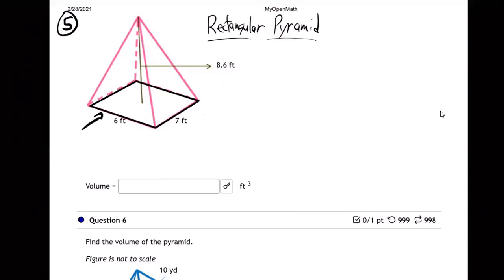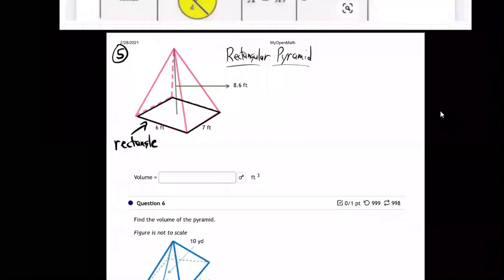This ground floor, the base, is a rectangle. So we call that a rectangular pyramid. You name it by the base, kind of like we did for prisms. This is a rectangular pyramid. Well, let's go to our formulas.